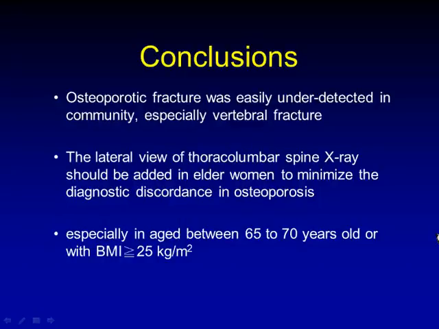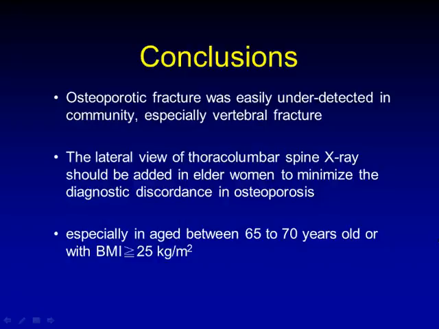Based on bone mineral density, the prevalence of T-score less than minus 2.5 was 57.7%. Among 368 women over 65 years old, the prevalence of vertebral fracture history was 11.4%. Vertebral fractures were identified by lateral view of thoracolumbar spine X-ray in 188 subjects, about 51.1%.